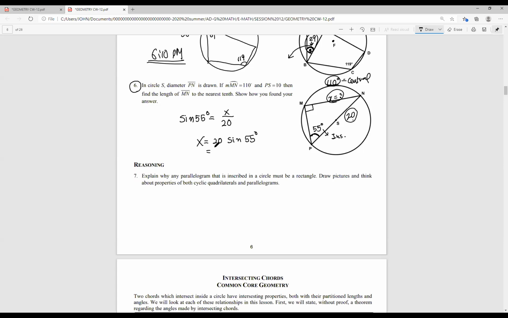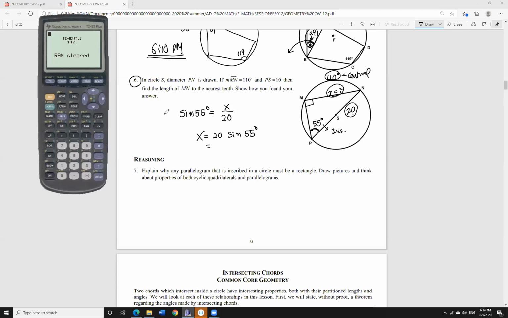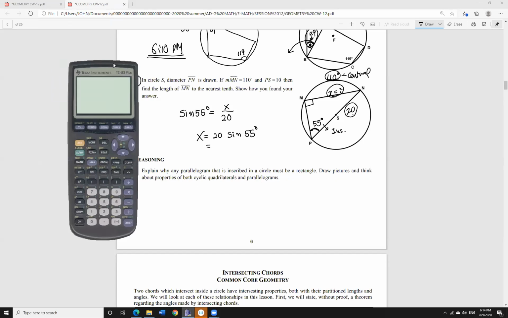So I'm going to use my calculator. Can you see? A lot of students, no power.